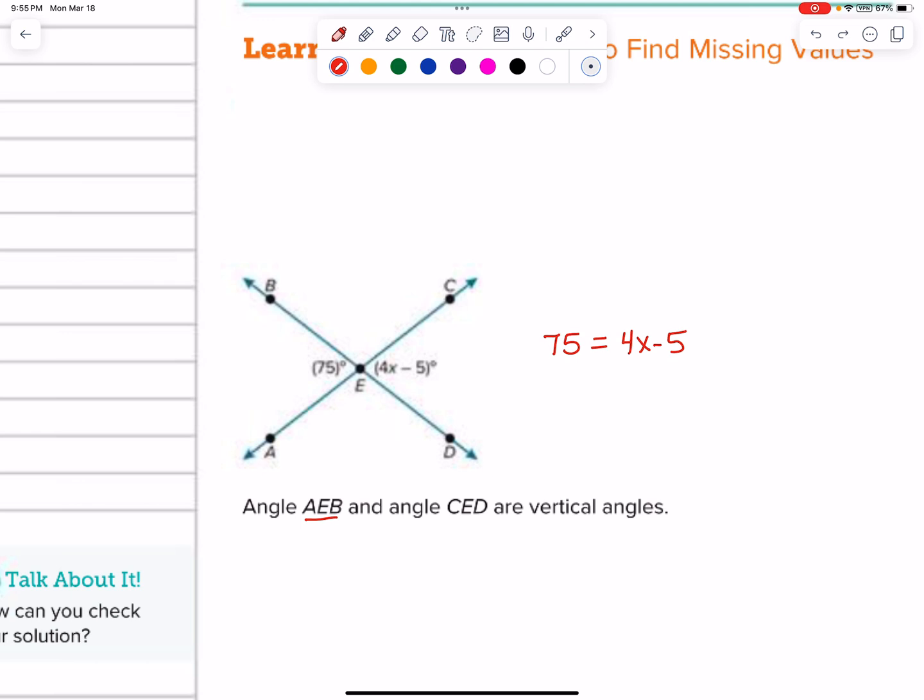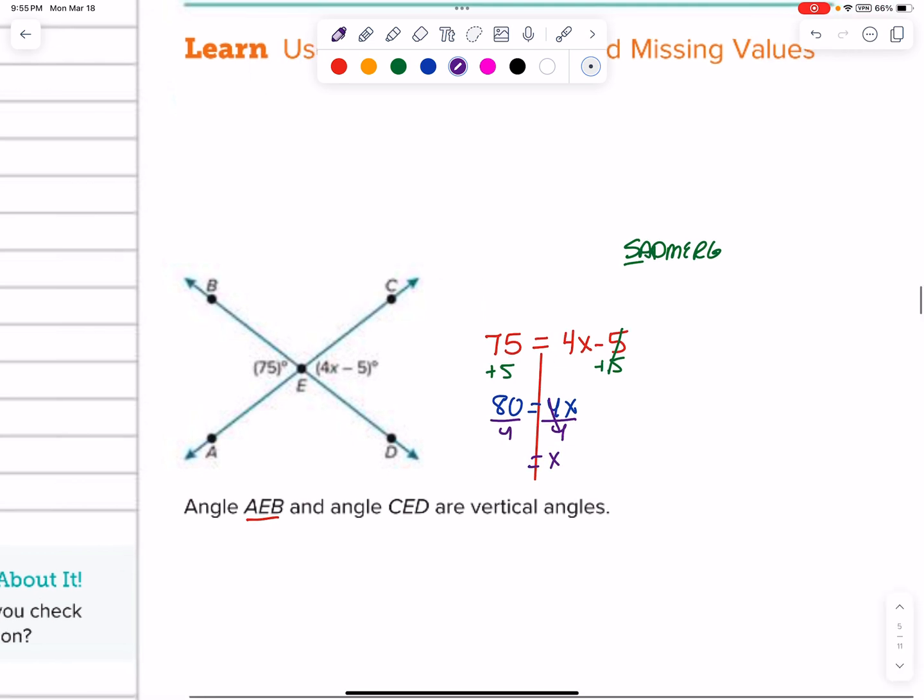So now you can do what you normally would do. Separate your workspace and follow your SAD-MERG. Okay, opposite order of operations to solve for the variable. So you can see why your midterms and things like that are so important because look, we're continuing to use this knowledge to solve things. Okay, and then we need to go ahead and isolate the variable, divide both sides by 4 to get x by itself. And we have x equals 80 divided by 4.